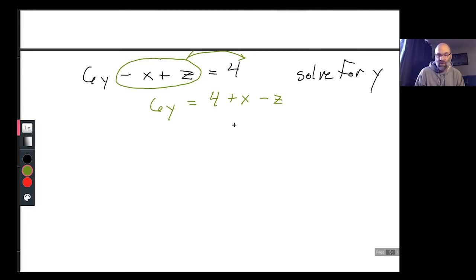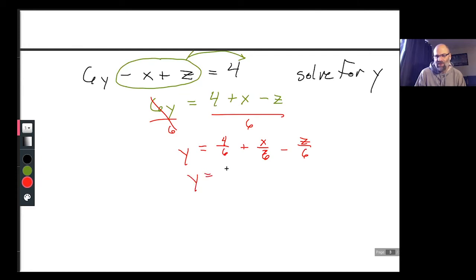All right, now we've almost got y by itself, but we have one more thing to do. We have to divide everything by 6. Remember, you can't just divide one of these things by 6. You have to divide the whole thing by 6. So let's do that. You get 4 divided by 6, we can reduce that later, and then you get x over 6 minus z over 6. Okay, so 6 doesn't go into 4, but you can reduce that to 2/3 plus x over 6 minus z over 6.